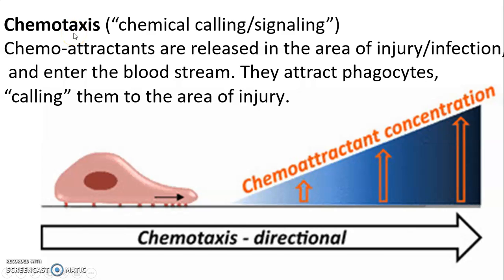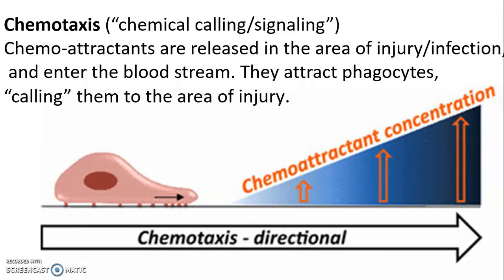Chemotaxis is this really crazy thing that happens. It's a chemical signaling, a chemical calling. So at the site of injury, some of your white blood cells release chemoattractants, chemicals which attract white blood cells. The chemoattractants enter the bloodstream and flow everywhere. So they get around to all the nearby tissues, and it's basically an alarm saying, we're in trouble, we need you.